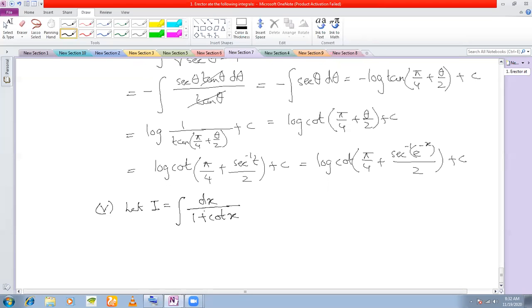Okay, now how to do this? Remember, this technique is very important. Whenever you get dx by 1 plus tan x or dx by 1 plus cot x, you will follow this technique. You will change cot to cos by sin, or tan to sin by cos.